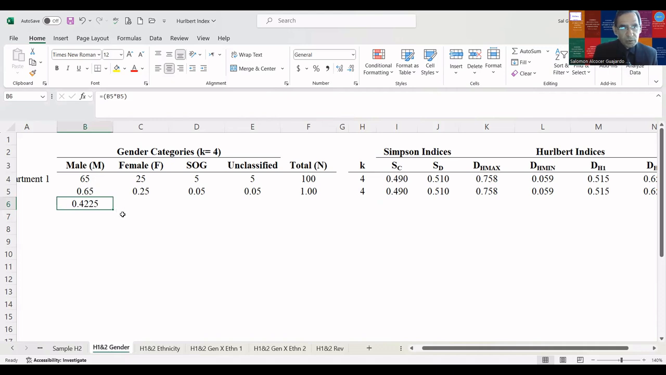That's 0.4225. I can just drag it across the rows, and again, that's going to equal 100. So I times it by itself. Excuse me. Let me correct that formula and go to the sum.